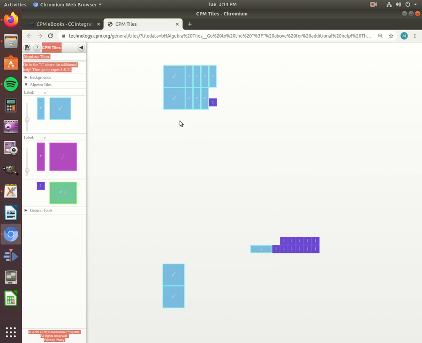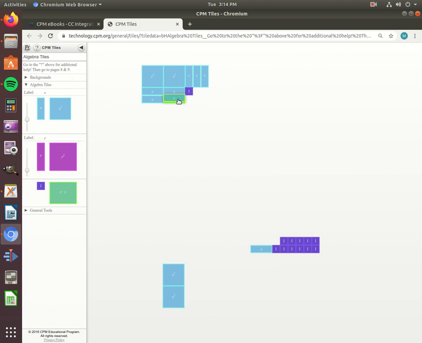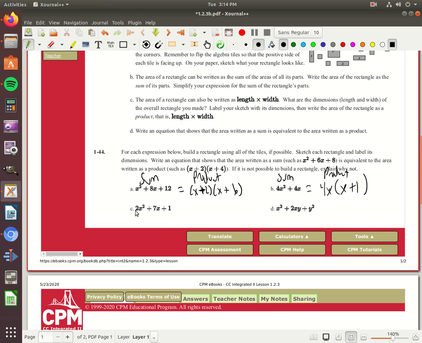It doesn't look like it's going terribly well for me there. So what if I start spinning some of these things and putting them down here? Will I have any luck? That doesn't seem to have done it. So I'm going to make sure I have the right one here. 2x squared plus 7x plus 1.